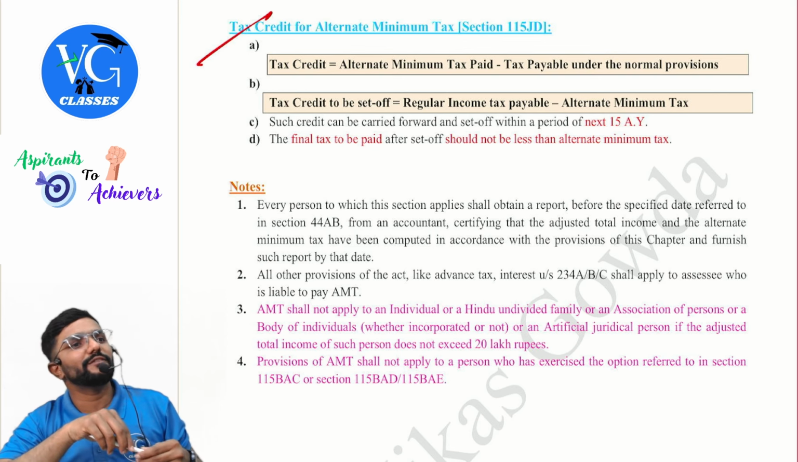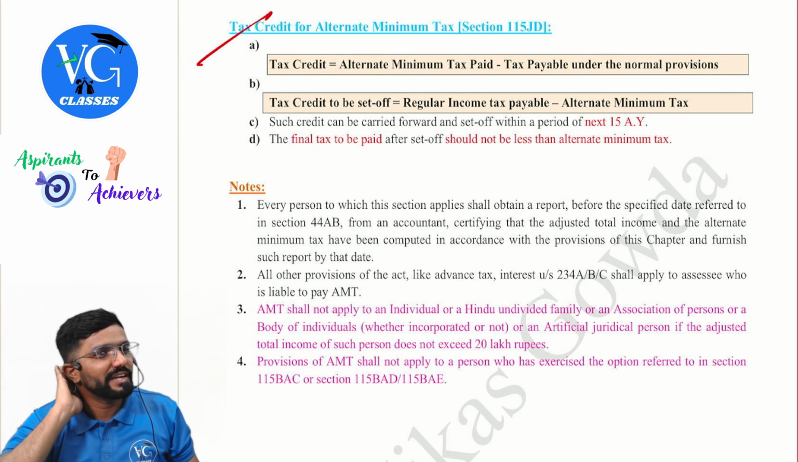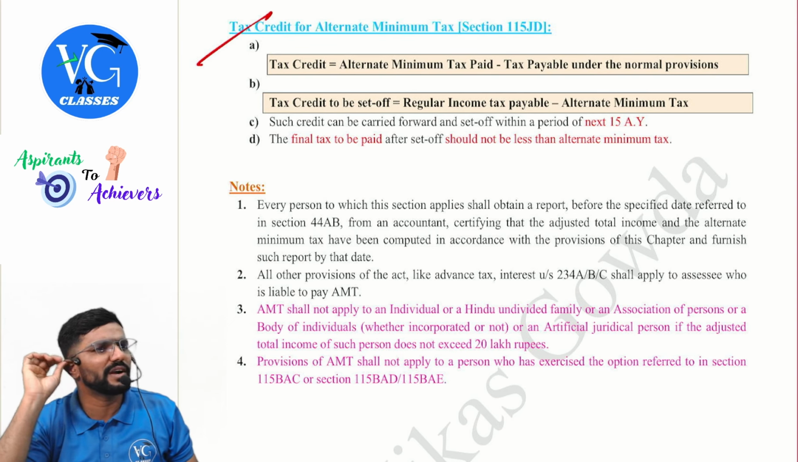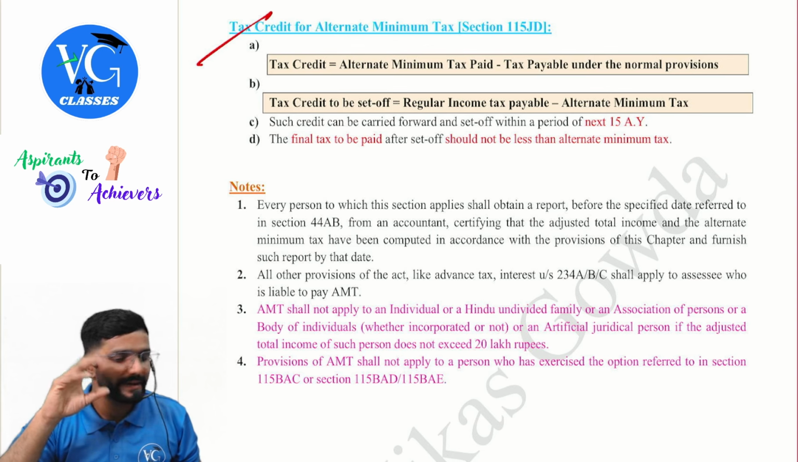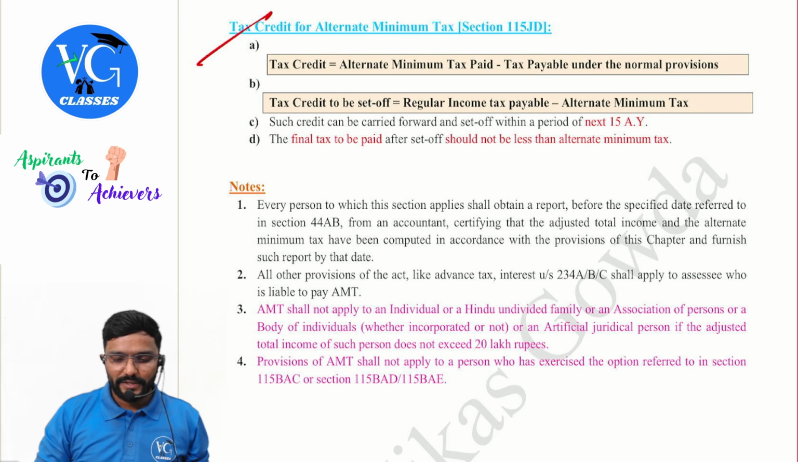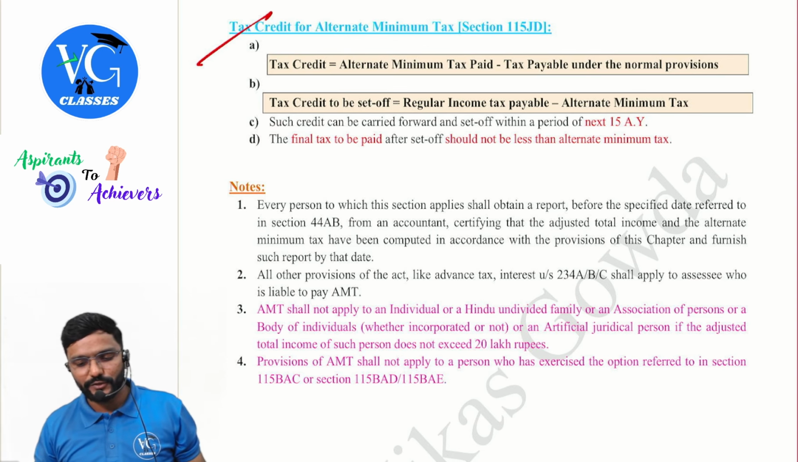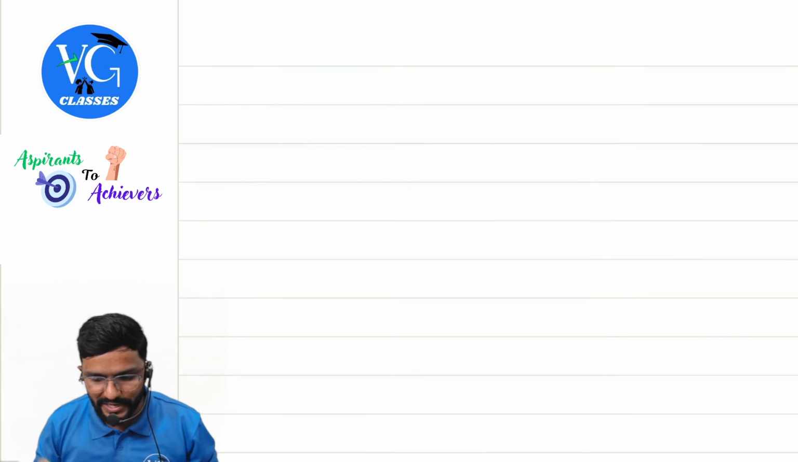Sir, even after the end of 15 years, still I didn't get any tax as per normal provision more, sir. Then what? Leave it. It lapses. That's all. Then the final tax to be paid after the set off should not be less than AMT. Let me just put some numbers and explain to you guys.